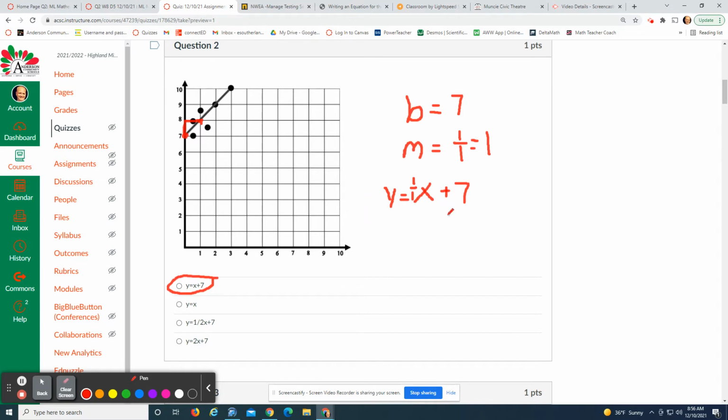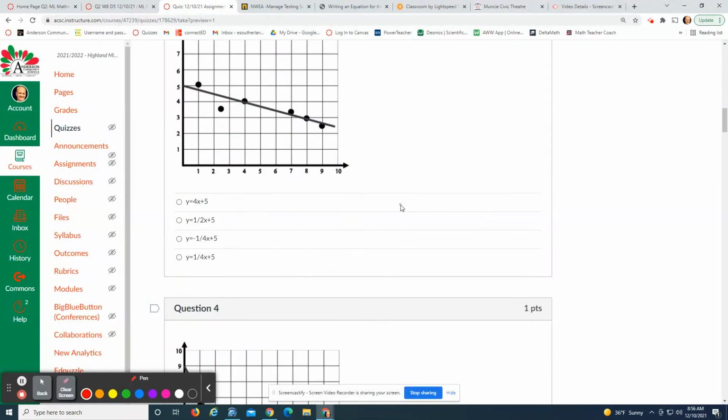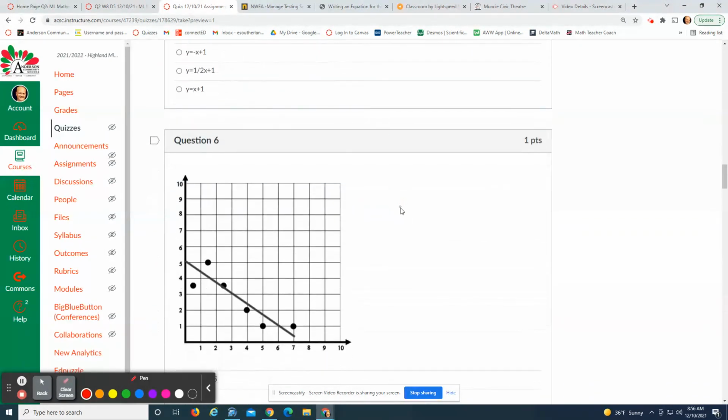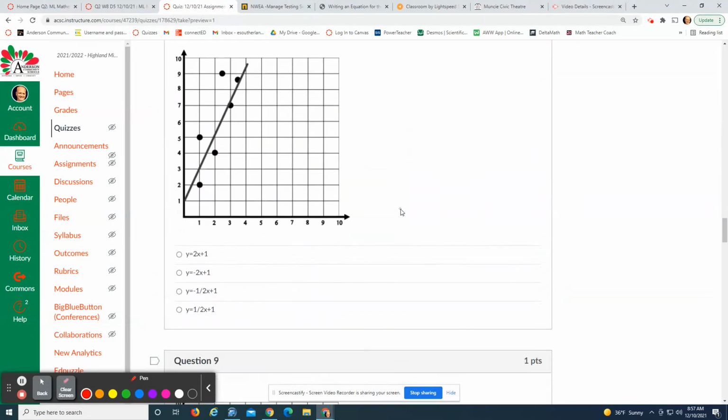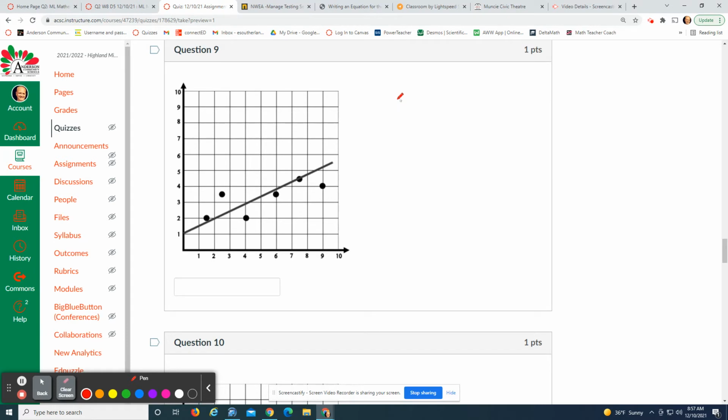We're going to skip to question number 9. You can erase this. We're going to skip all the way down to question number 9. It's the same thing, except for now it's not multiple choice. We have to type it in ourselves. So we're still writing the equation y equals mx plus b. What's the b for this one? Yeah, it's 1. It's right there. Follow the line, it crosses again right there.